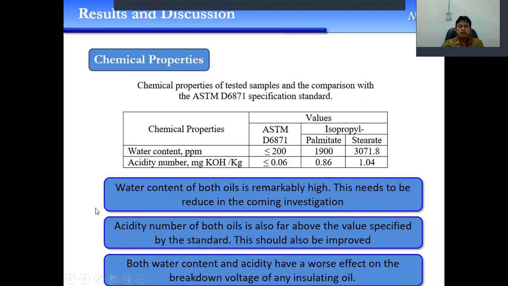Both water content and acidity have a worse effect on the breakdown voltage of any insulating liquid. So if both of these properties can be improved, the breakdown voltage of the oil will be improved automatically.